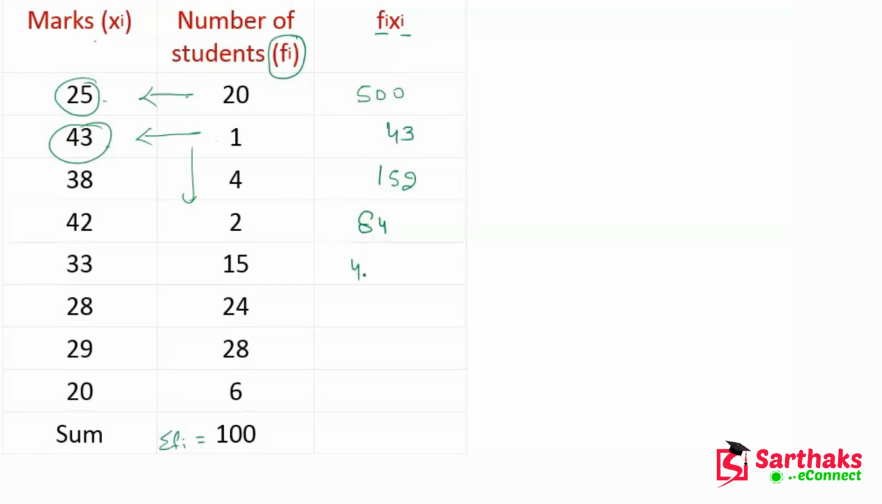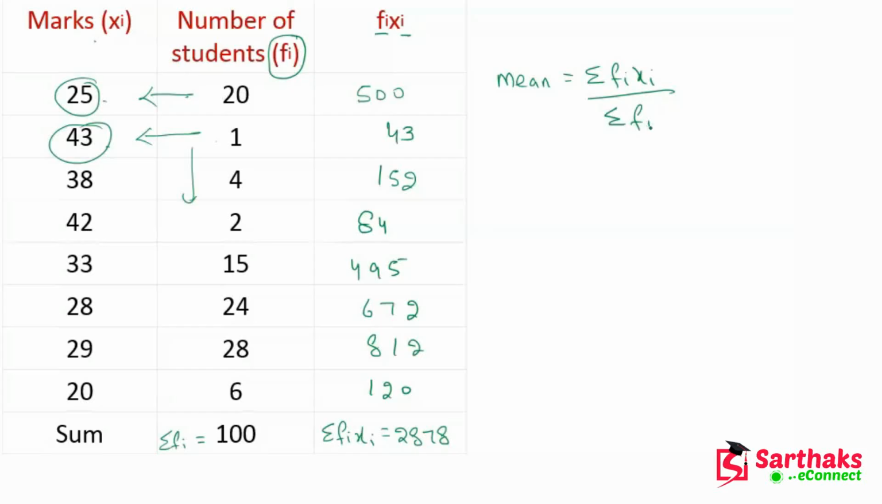Similarly, here we get 495, here 672, 812, 120. Now if we do summation of Fi Xi, means we sum these numbers, we get 2878, and we know that mean is equal to summation of Fi Xi divided by summation of Fi.